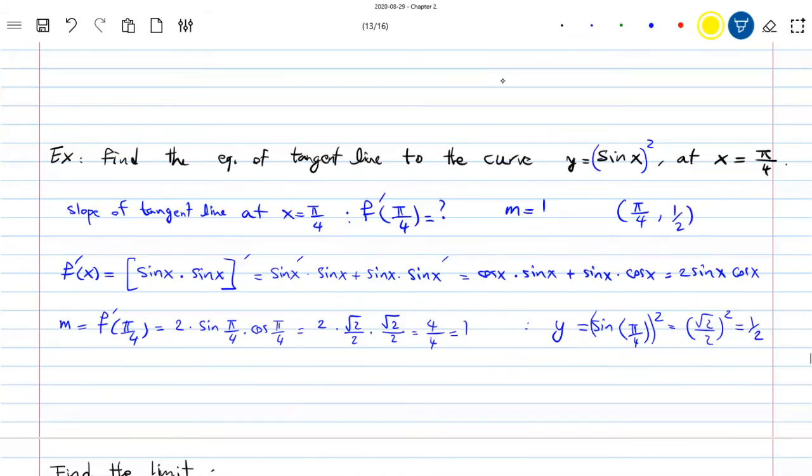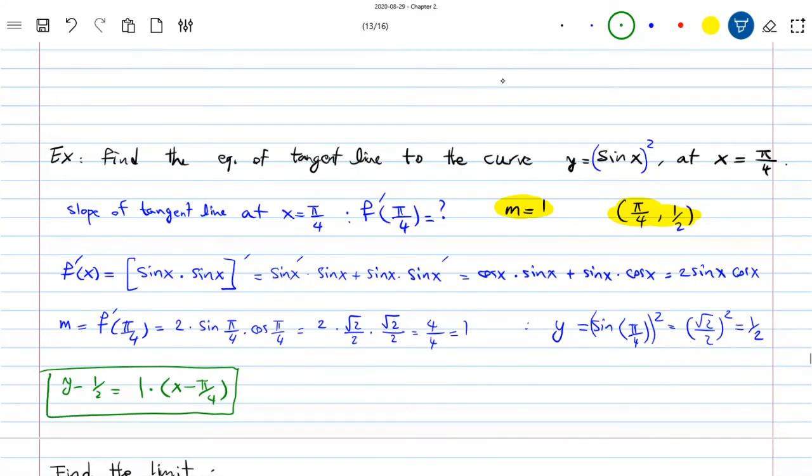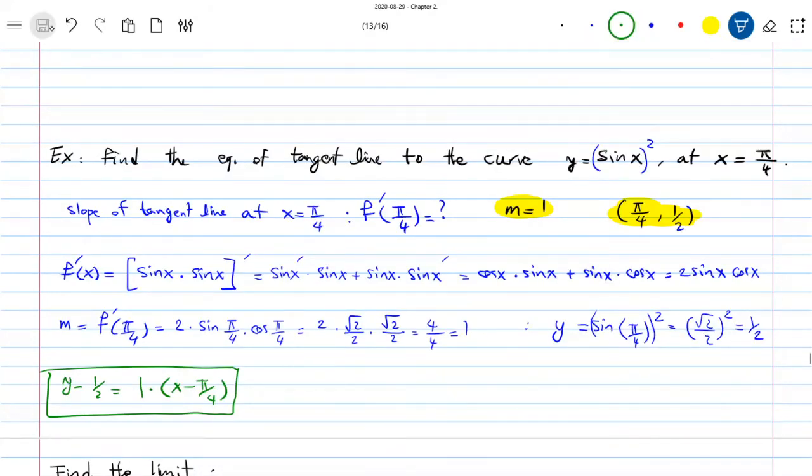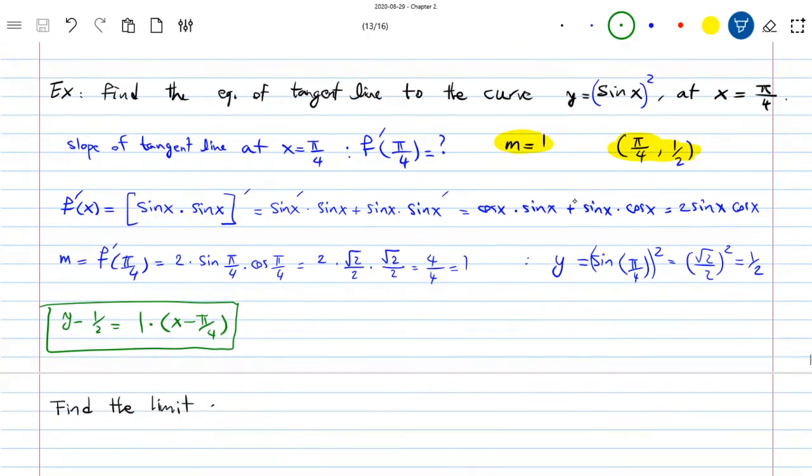So now what you have is a point and a slope. Find the equation of a line passing through that. It would be y minus y1, which is 1/2, equals slope 1 times x minus pi/4. This would be the equation of the tangent line passing through the point pi/4. Every time you want to write the equation of a line, what you need is a slope and a point. The y value always comes from the original function. The slope always comes from the first derivative. So it's important to find the derivative function first and replace the value given to find the slope at that point.